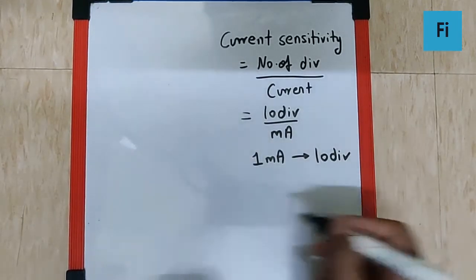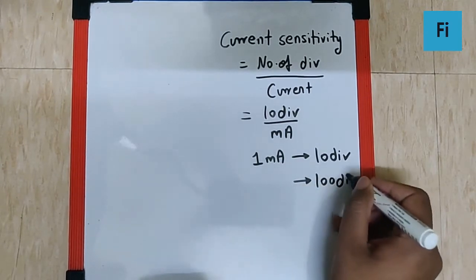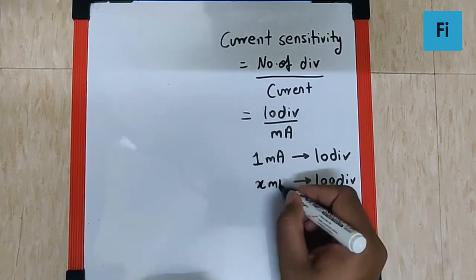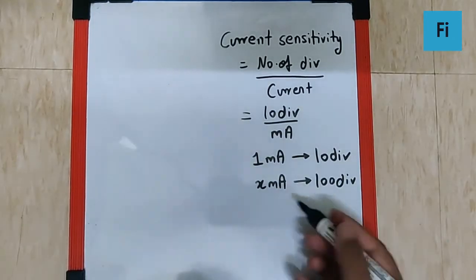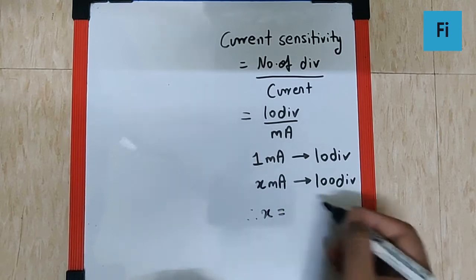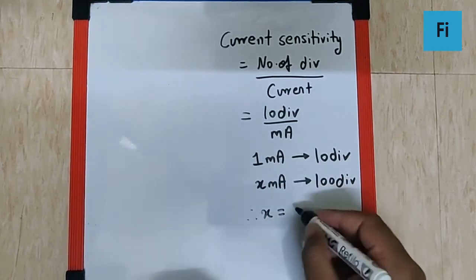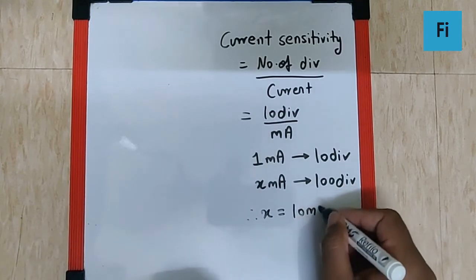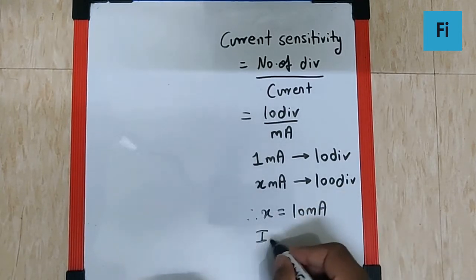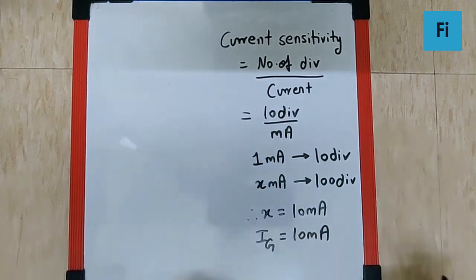They have already given that the total number of divisions is 100. So if you want to find the total current which the instrument can measure, we can just use the unitary method, and we get X as 100 into 1 upon 10, and that will be 10 milliampere. So you can say the galvanometer current Ig is 10 milliampere.